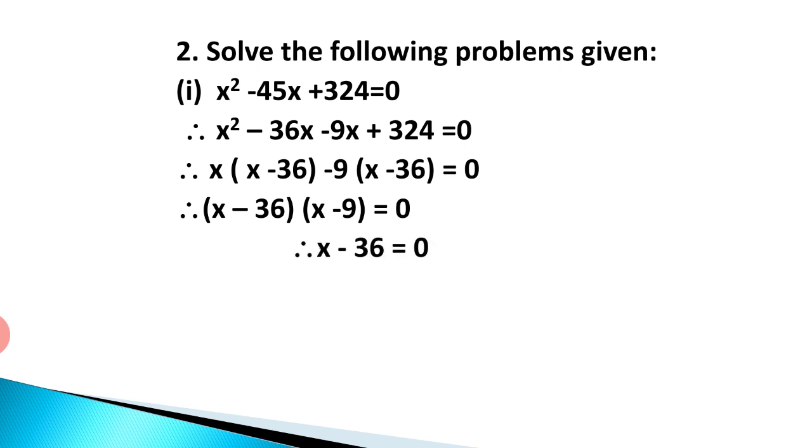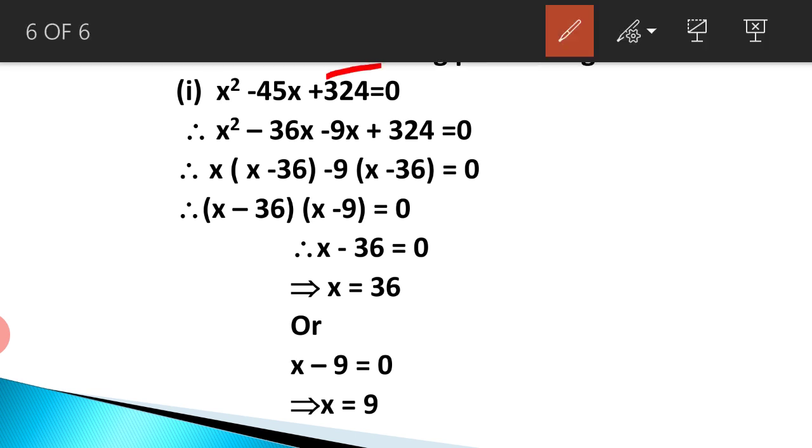Now once again equating one factor to 0 because the product of two factors is 0. So x minus 36 is equal to 0. So you get x is equal to 36. Or x minus 9 is equal to 0. So you get x is equal to 9. See, if the last term is positive, which I told you, in the previous problem both the roots were negative. Here both the roots are positive.